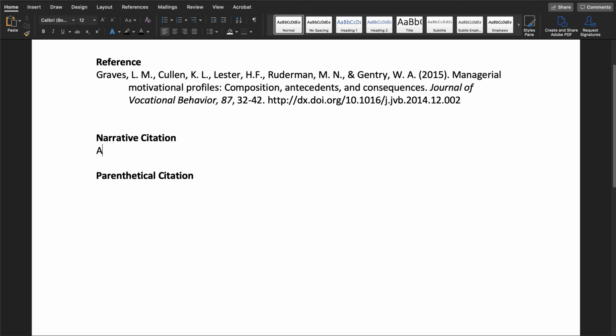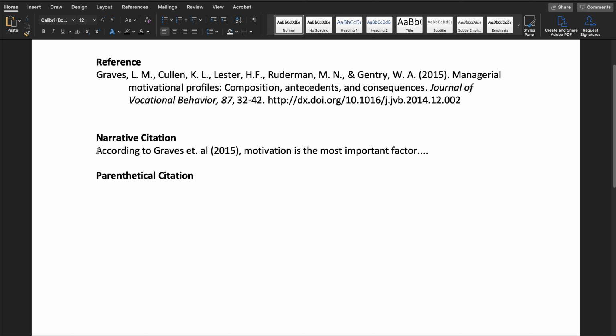So instead of saying in this journal article, or sometimes I've seen according to this article, right? So instead of that, I'm going to write according to Graves, et al. (2015). Notice I added that space, right? Motivation is the most important factor, and so forth. So that's how you want to write your narrative citations.